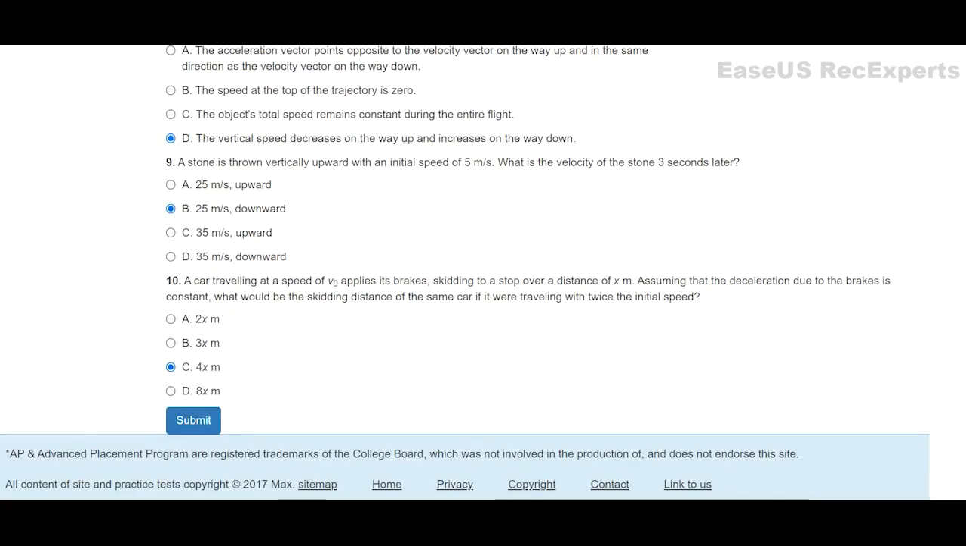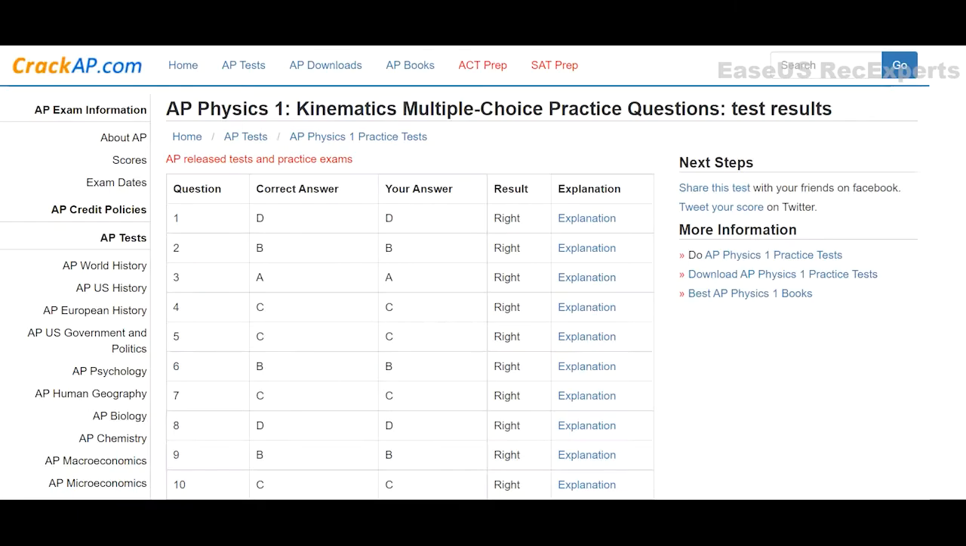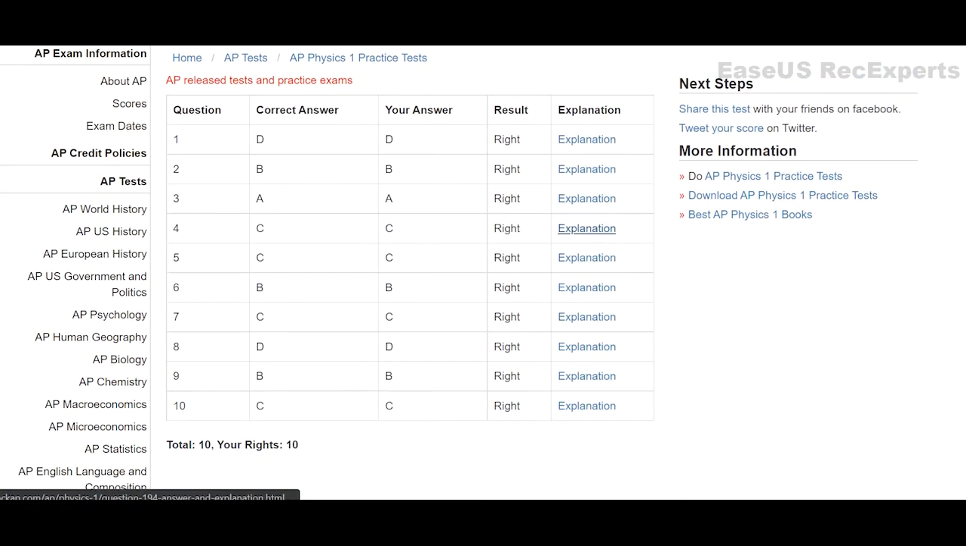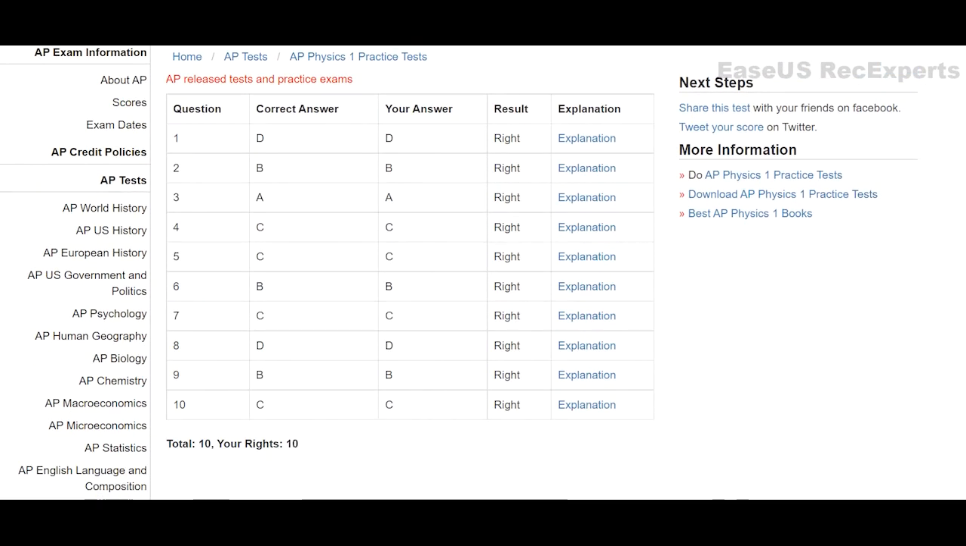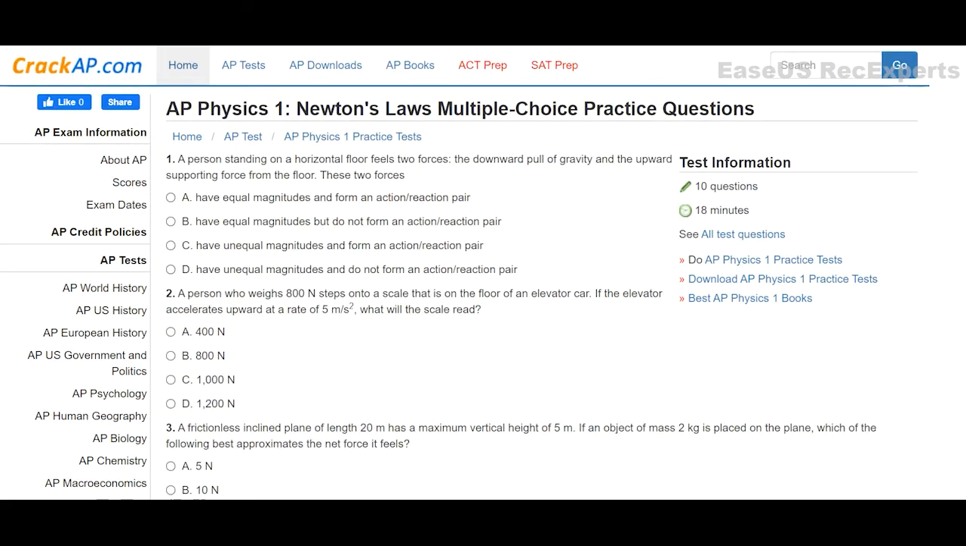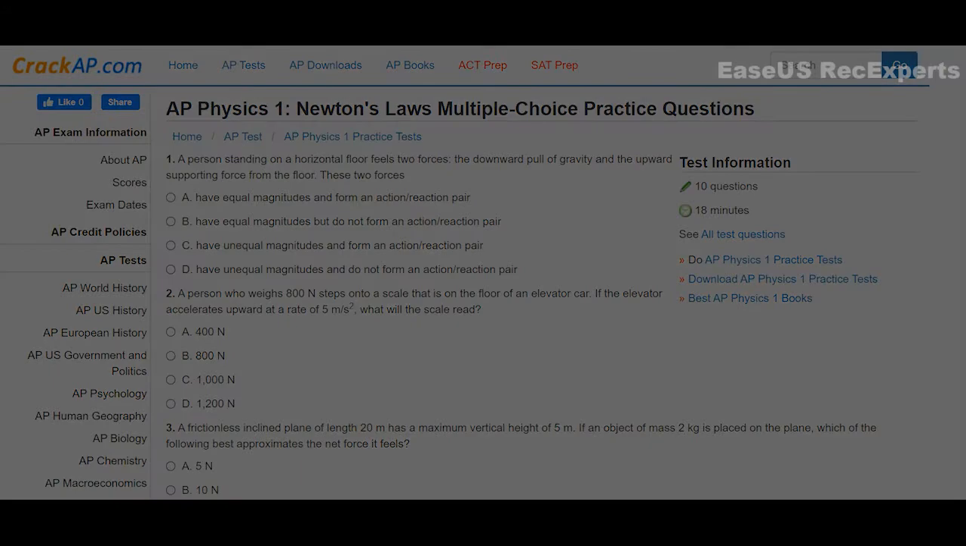We can check that. Now let's submit to see if we're all right. And everything is right. Now let's move on to our next unit, forces. Alright, now let's get started with the forces unit. So let's take a look at the first question.